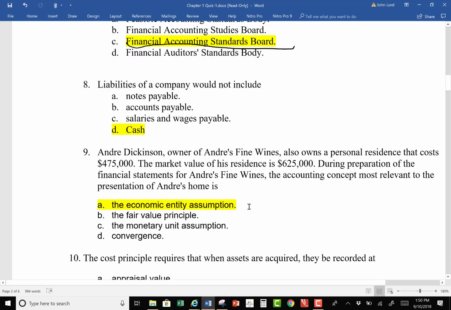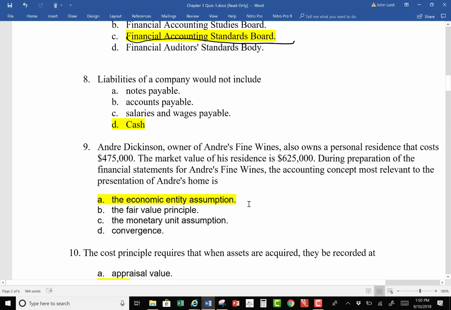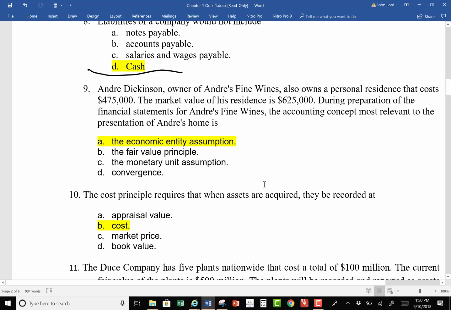Okay. All right. This question's so great I had to ask it twice. Andre Dickinson, owner of Andre's Fine Wines, also owns a personal residence that costs $475,000. The market value of the residence is $625,000. During preparation of the financial statements for Andre's Fine Wines, the accounting concept most relevant to the presentation of Andre's home is what? Economic entity assumption. Should he put the home on his financial statements? On the company's financial statements?